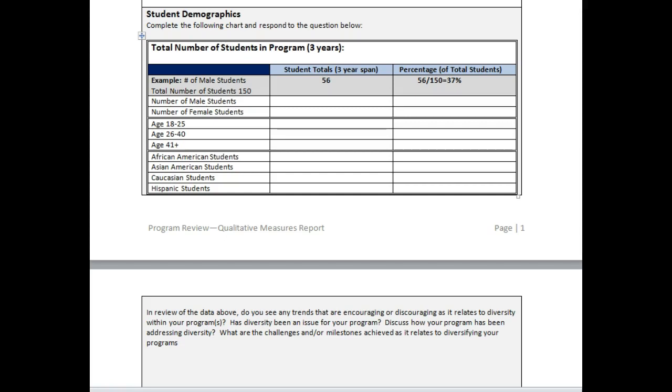Okay, so the next area is student demographics. Here you have two things you have to do. One, you have to complete both charts. You can contact Jamie Glass to assist you in gathering the necessary data to complete this section, or one part of this section. We're looking for how many males are in your program, females, their ages, their ethnicities, and then you take that raw number and create a percentage out of that raw number over here on the right.